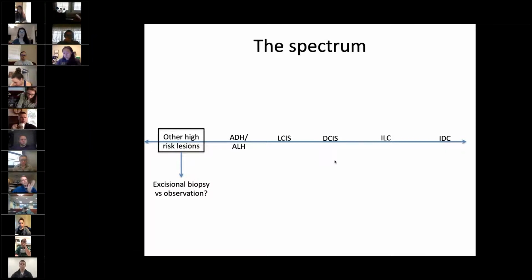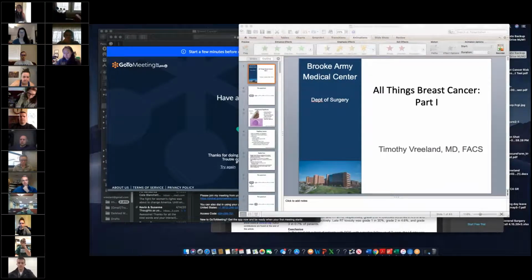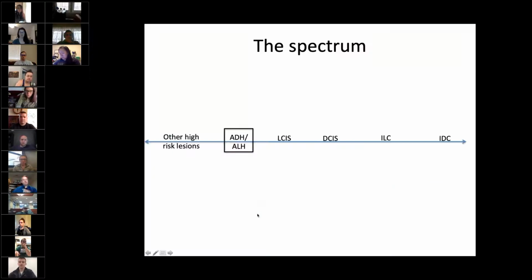All right, so now next up on the spectrum, we're going to talk about atypia. So I think Bobby was on. Did he leave us? Meg? No, I'm here. Bobby's here. Yes. Okay, Bobby, how do you manage atypical ductal hyperplasia or atypical lobular hyperplasia? Generally with an excisional biopsy.